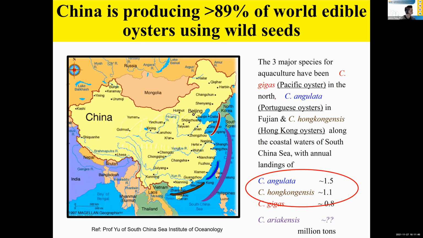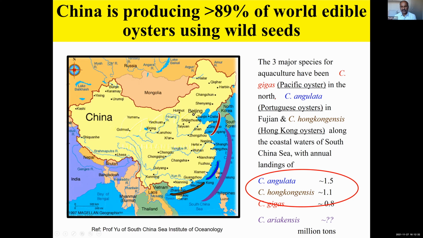Let me continue. The Portuguese oyster is really the number one, cultivated in Taiwan and Xiamen and in the middle part of China. Then if you come down further, you see another major species, called the Hong Kong oyster, which is the second most contributing species. It's cultivated all over Guangdong province in this region, all the way to Hainan Island. The Pacific oyster, which is well known to many of you and cultivated globally because it has been introduced to other parts of the world for commercial purposes, is mostly cultivated in the northern part of China, and is the third major player among the three species.